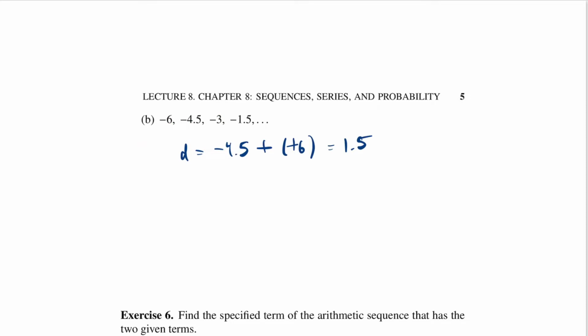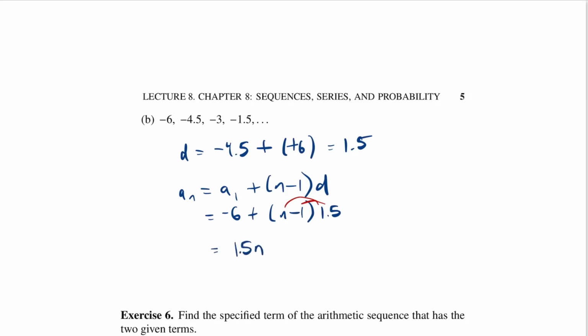Let's find the nth term. The first term is given to us. It's -6. n is our variable, and d is 1.5. Distribute and combine like terms. You should get 1.5n minus 6 minus 1.5. That's -1.5 and -6. If you combine those, you get -7.5. So that is our nth term.